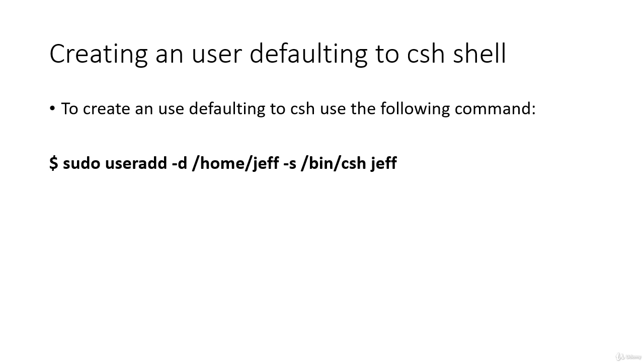Creating an user defaulting to C shell. After the installation of the C shell, create a user using the following command, useradd. You should use sudo from your current shell to elevate and use the useradd command. The command will be sudo useradd -d, specify the home directory, space -s, specify the default shell, in this case CSH, space the username, in this case Jeff. Thank you, and let's go over for a demo.